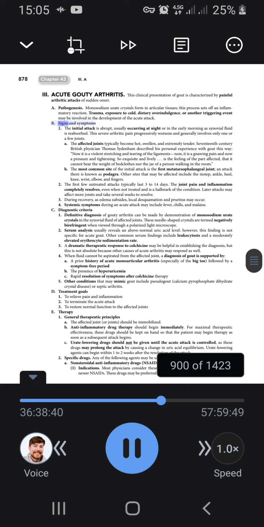B. Signs and symptoms. 1. The initial attack is abrupt, usually occurring at night or in the early morning as synovial fluid is reabsorbed. This severe arthritic pain progressively worsens and generally involves only one or a few joints. A. The affected joints typically become hot, swollen, and extremely tender.